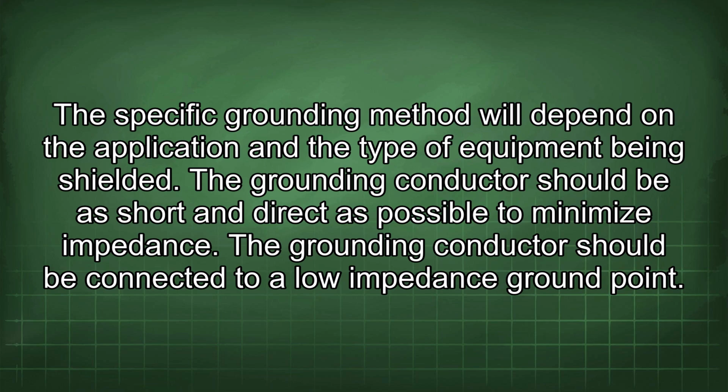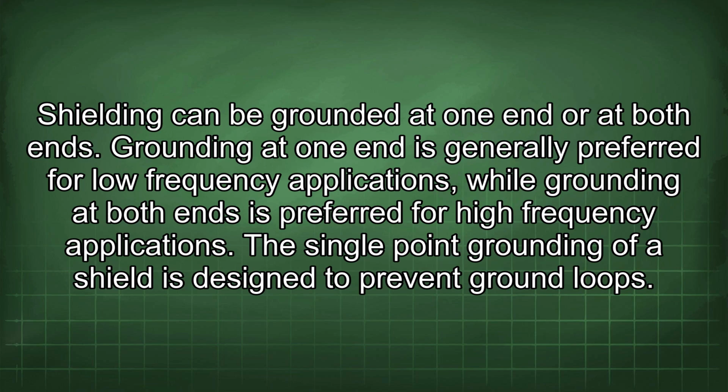The specific grounding method will depend on the application and the type of equipment being shielded. The grounding conductor should be as short and direct as possible to minimize impedance. The grounding conductor should be connected to a low impedance ground point. Shielding can be grounded at one end or at both ends. Grounding at one end is generally preferred for low-frequency applications, while grounding at both ends is preferred for high-frequency applications.